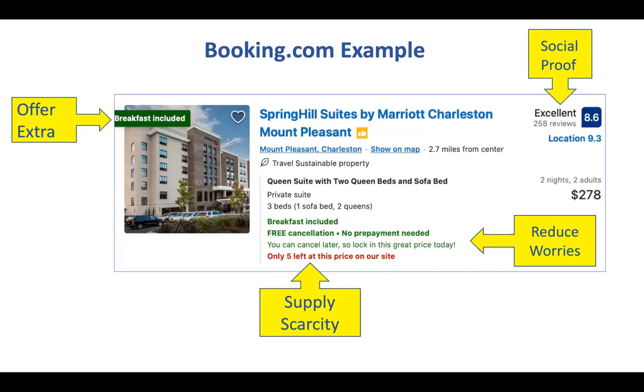Look at Booking.com. Once again, we find that they have all sorts of CRO right here in front of you. They've got offering something extra with a breakfast, scarcity of supply, of course, how could it not have that one? Reducing worries, you can cancel any time, social proof, got plenty of that. So Booking.com is not shy at all about using those CRO techniques. And we're all used to looking at them. You shouldn't be shy either, especially if you follow the example of Amazon.